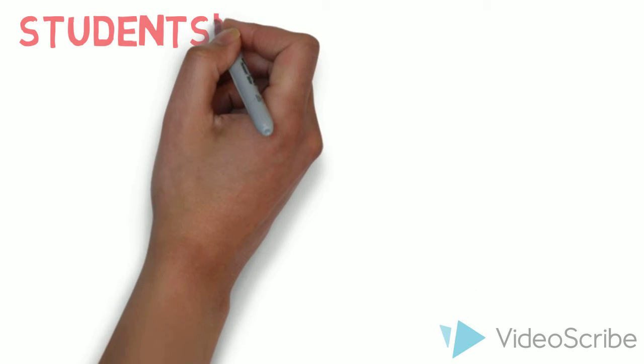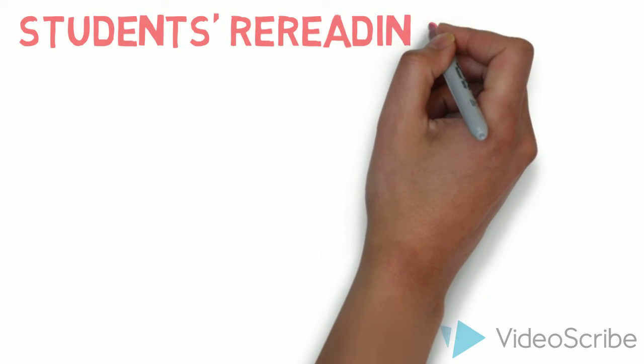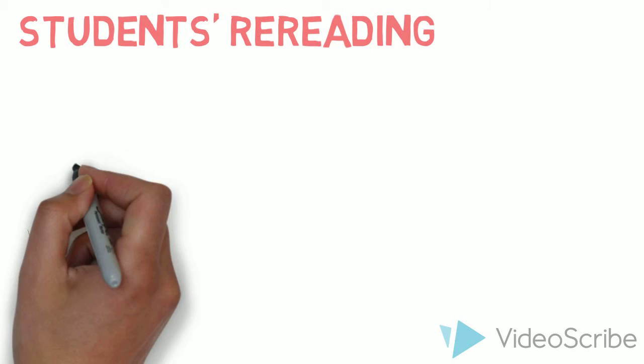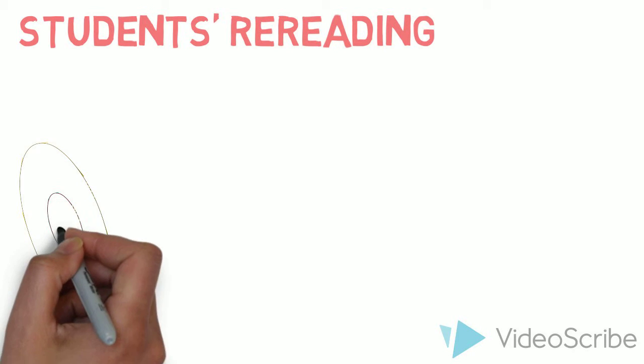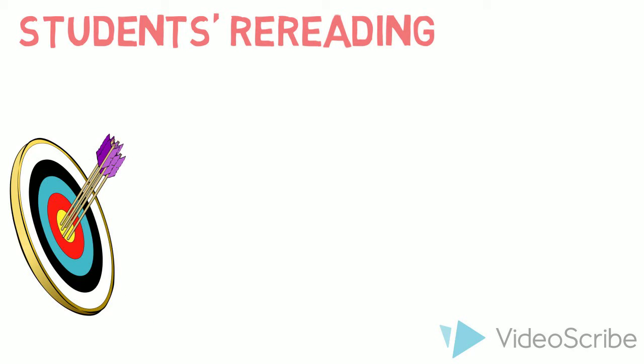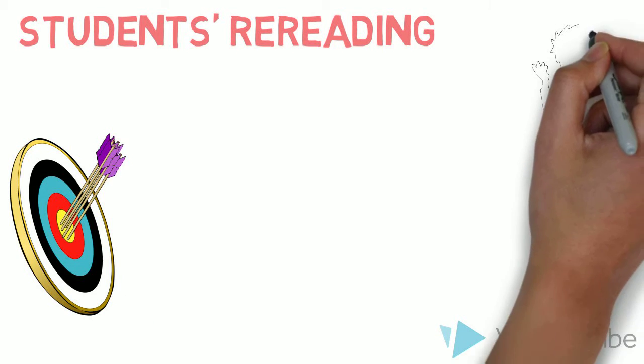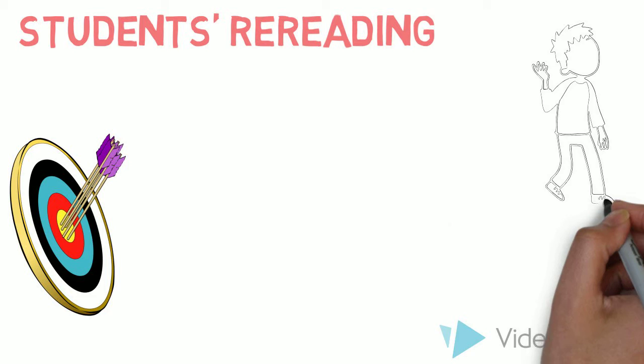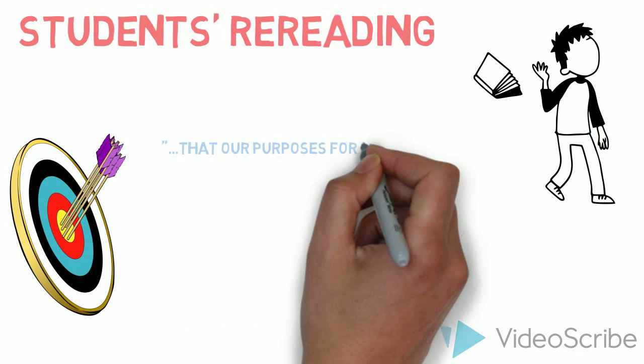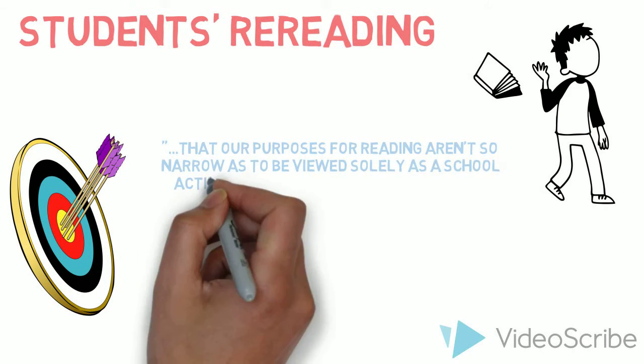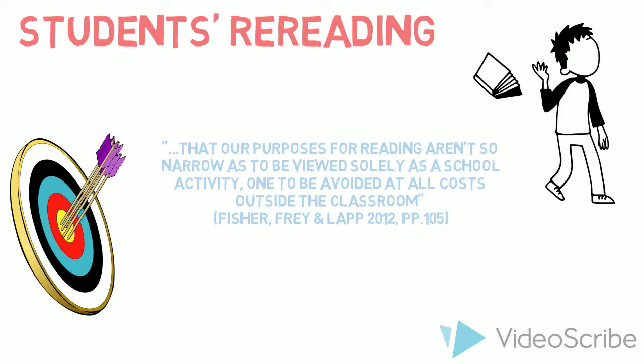Students' rereading. Students must be able to read and reread the selected text several times with a specific purpose for each attempt. In addition to improving fluency, comprehension, and retention, the practice of rereading is essential to ensuring that our purposes for reading aren't so narrow as to be viewed solely as a school activity, one to be avoided at all costs outside the classroom.